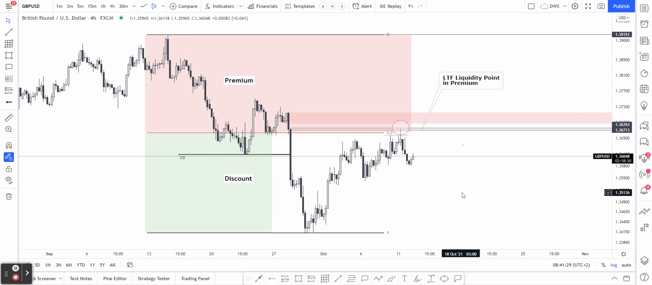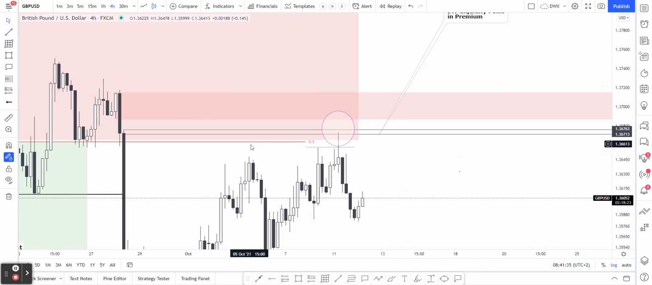Just starting off with GU, we are currently in the discount of this 4-hour leg towards the downside. Yesterday, we tapped into the premium, just above the red line. We tapped into a lower time frame point of interest. We just missed the high time frame one, but we did see a reaction there and saw price pushing down.